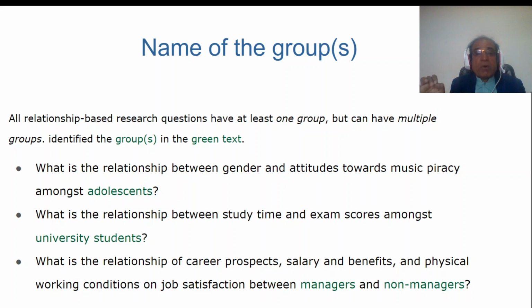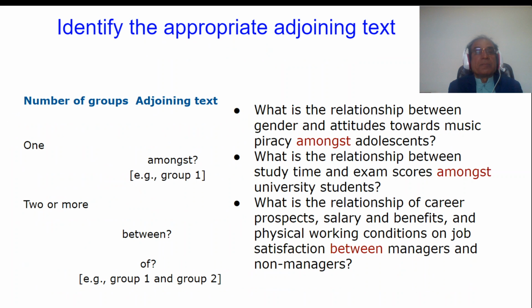What's the relationship of career prospect, salary and benefit, and physical working condition on job satisfaction between manager and non-manager? Here, manager and non-manager are two groups. So now you know what the group names are in a research question.